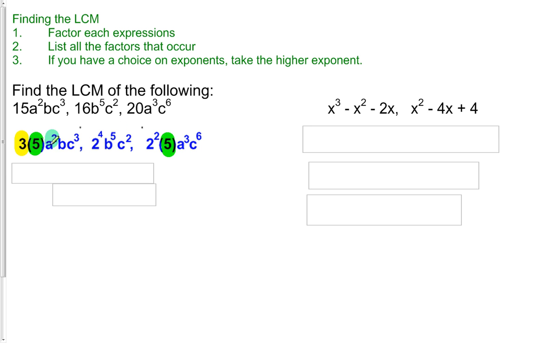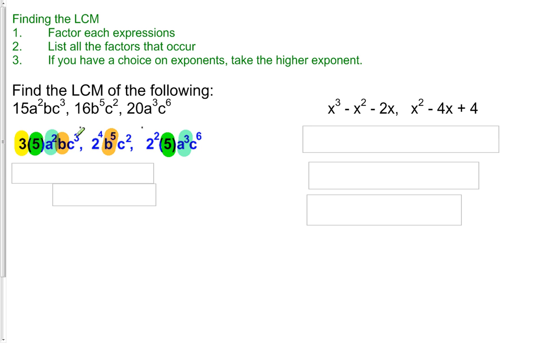We have, in terms of a, looks like we have an a squared and an a cubed. Cubed being the highest power, so that's going to win out. So we're going to have an a cubed in our least common multiple. Our b's, we have b here, ooh, b to the fifth, that's going to definitely take over. To the fifth power is going to be in our least common multiple.